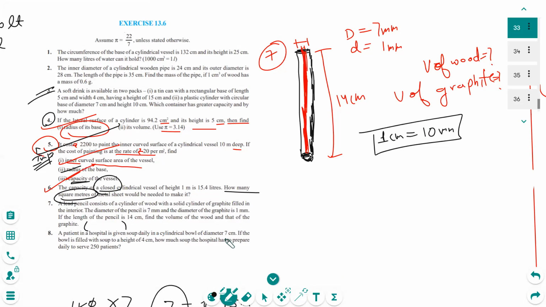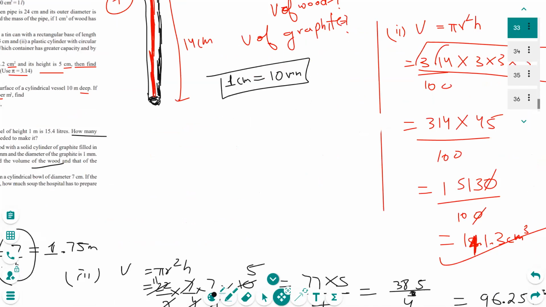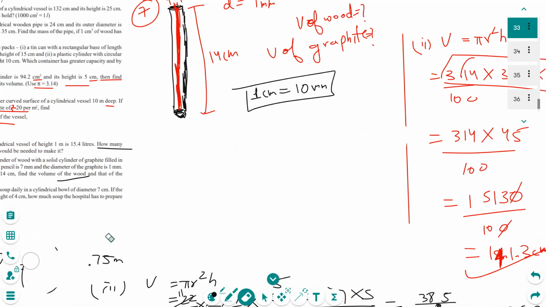Now, let me show you this question. What it is asking if I have a pencil. I don't use pencil now. I don't have a pencil. So, okay, let us imagine the things. So it is asking us the volume of the wood. Now, when I say the volume of wood, that actually means the hollow cylinder part. See, I will make it clear to you.